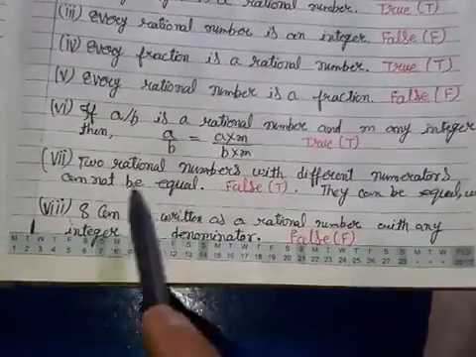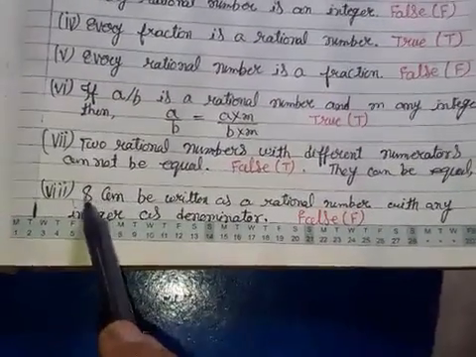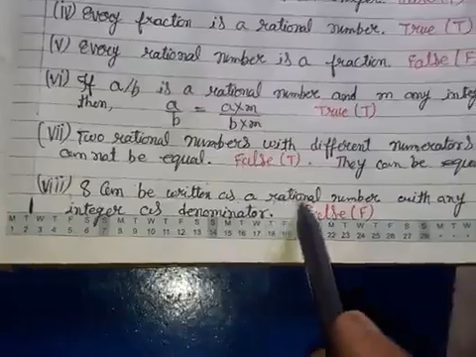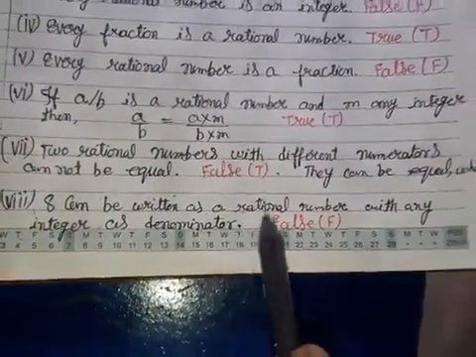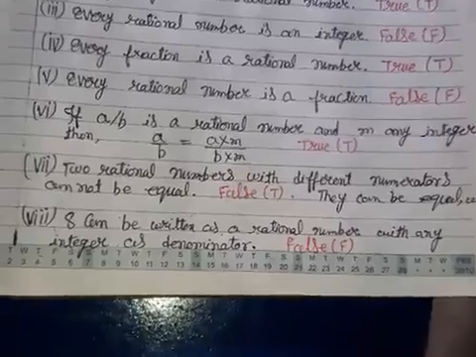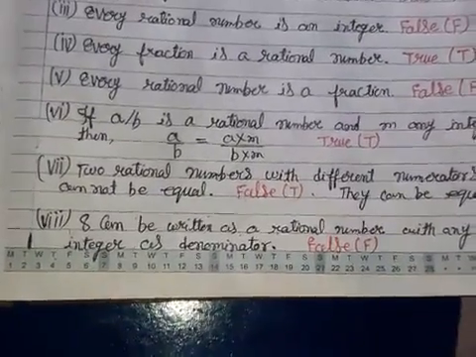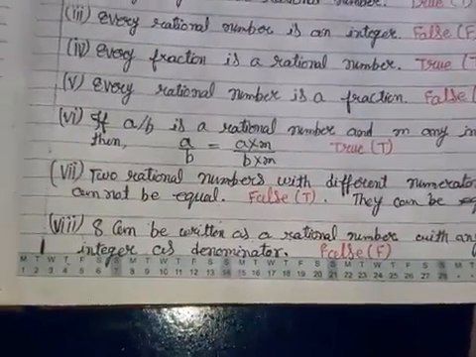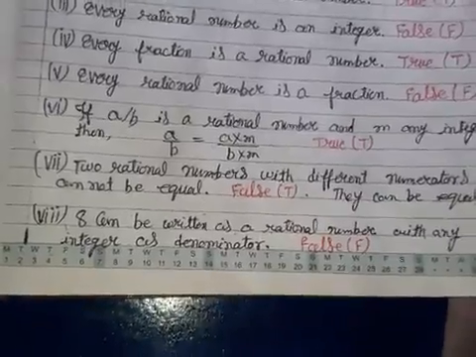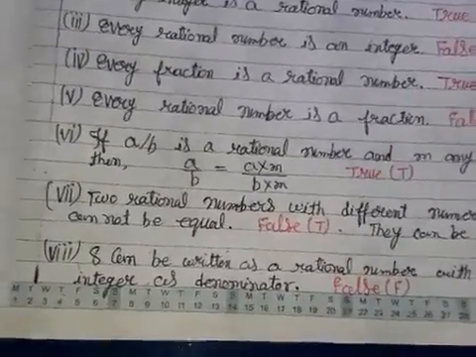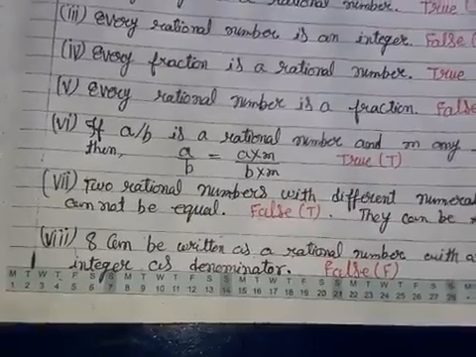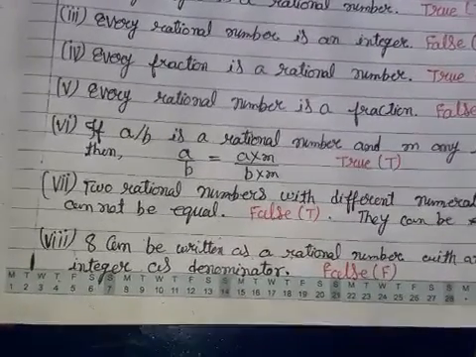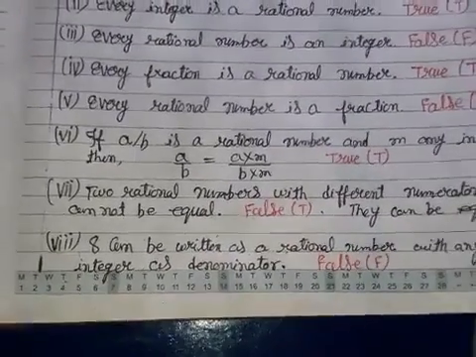It is false, okay. Now 8 can be written as a rational number with any integer as denominator. False. 8 cannot be written as a rational number except with 1. In any whole number we can write 1 as the denominator, okay. Other numbers cannot be written, so it is false.